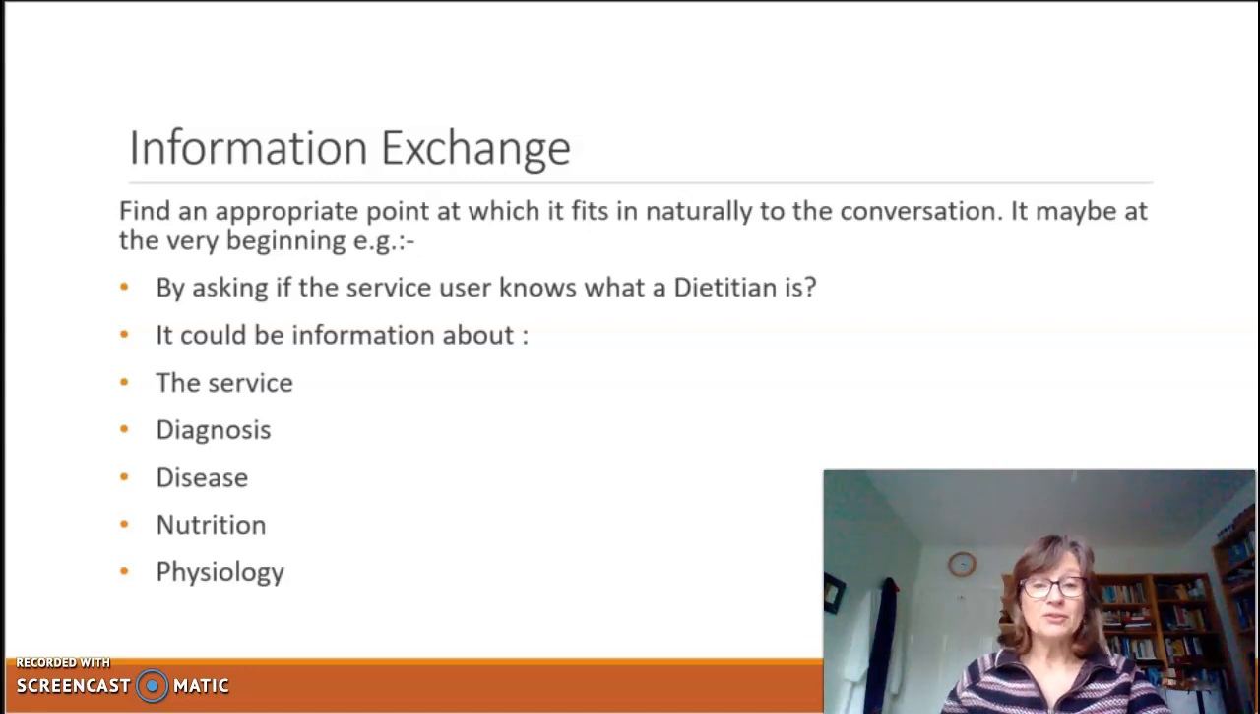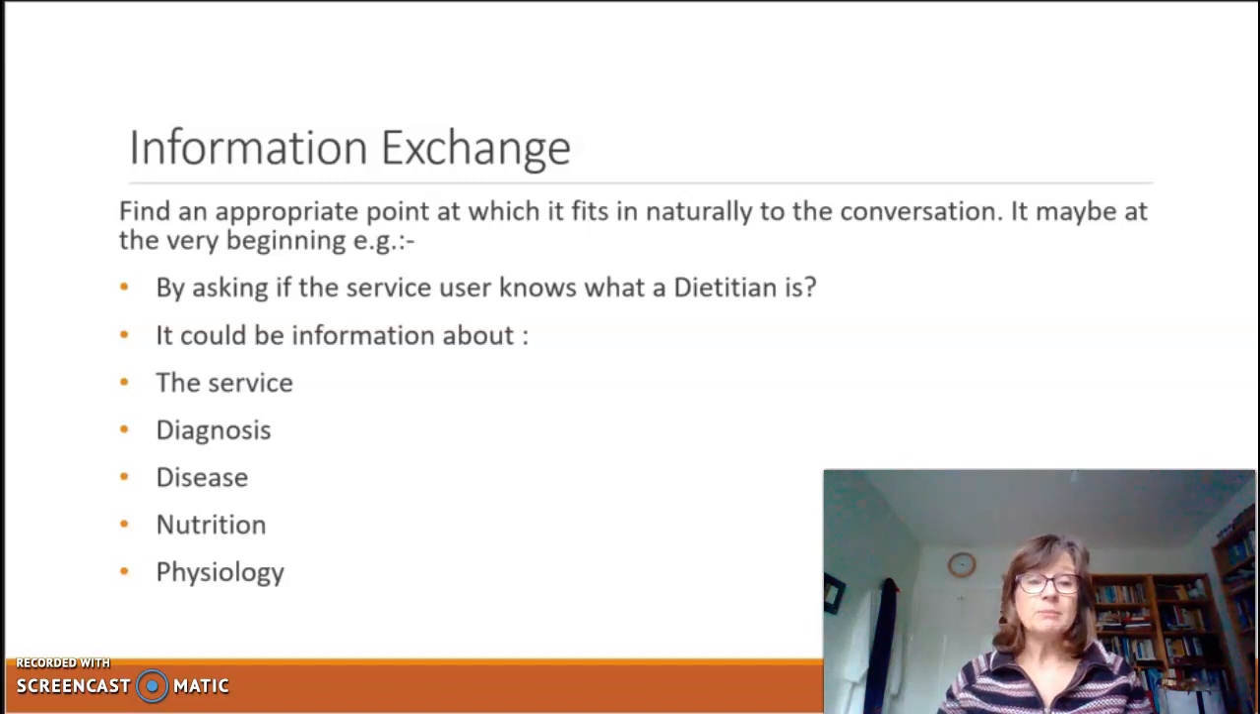So this is screencast 2, and I'm just going to talk to you a little bit about information exchange and clarity with explaining medical conditions. So what do we mean by information exchange? There are going to be a range of times within a consultation where it's going to naturally fit into the conversation that there needs to be information exchange between yourself and your service user.